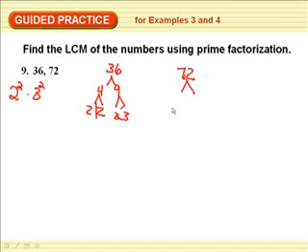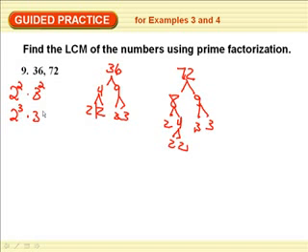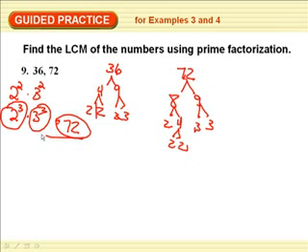Okay, 72 is 8 times 9, 2 times 4, 2 times 2, 3 times 3. So 2 to the third times 3 squared. So what's the biggest 2? 2 to the third. The biggest 3, there's a tie, so you pick one of them. These right here I know equal 72, so my least common multiple is 72.